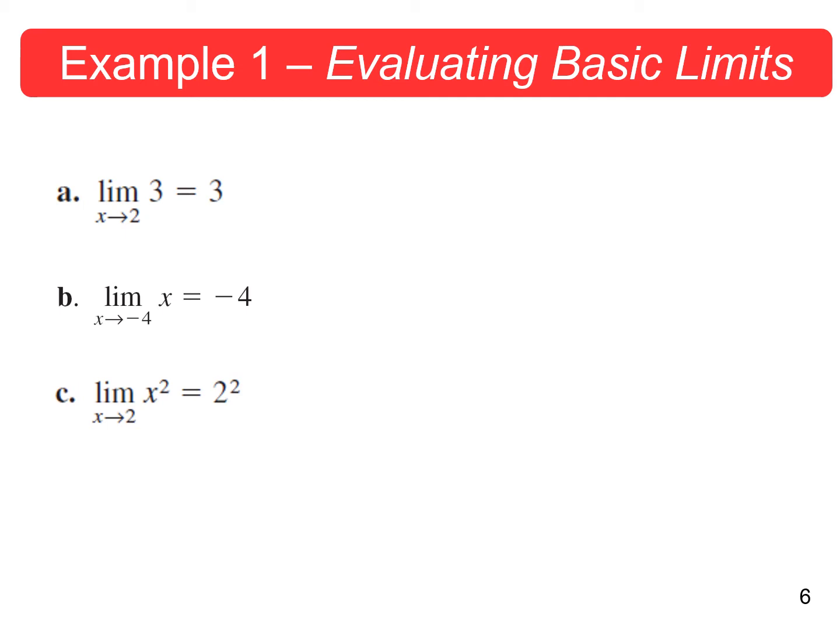Next, let's evaluate the limit of x squared as x approaches 2. Using direct substitution, since x squared is continuous everywhere, so therefore that is also continuous at 2. So the limit of x squared as x approaches 2 is just equal to 2 to the 2, which is equal to 4.